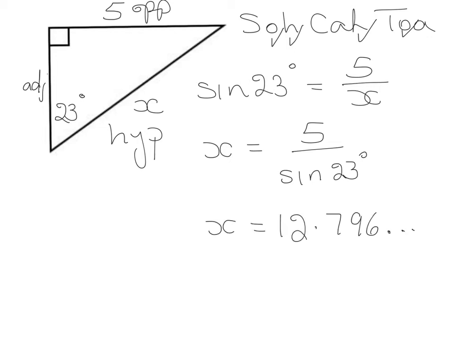So x is equal to 12.796. Again, do it to 3 decimal places, and then we're going to round to 1 decimal place. So x is equal to 12.8 centimetres. Always be careful to put your units in at the end, whatever it is you're using.